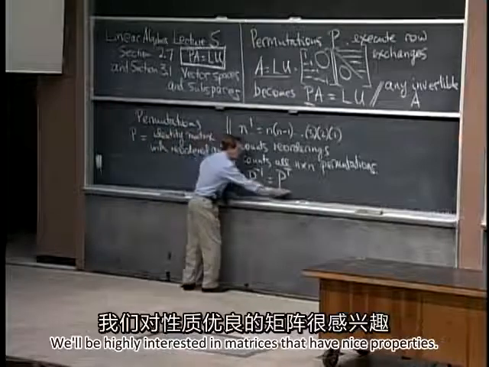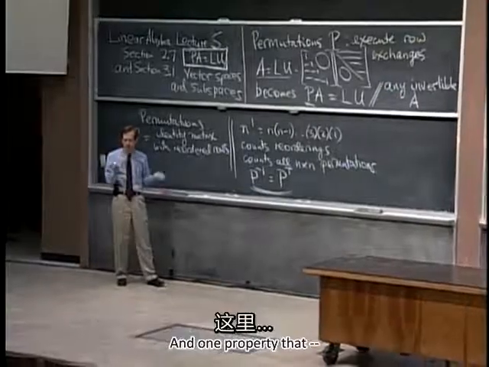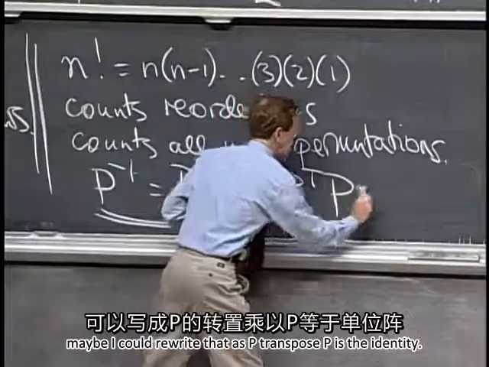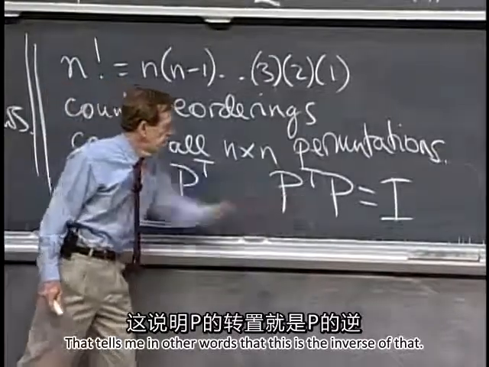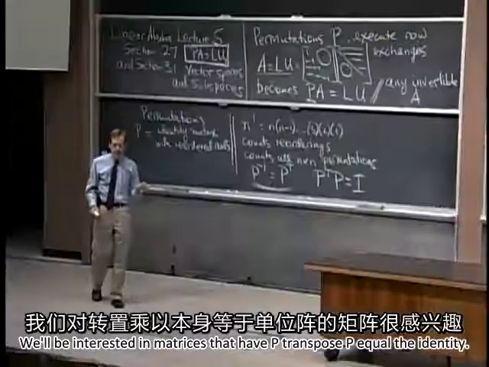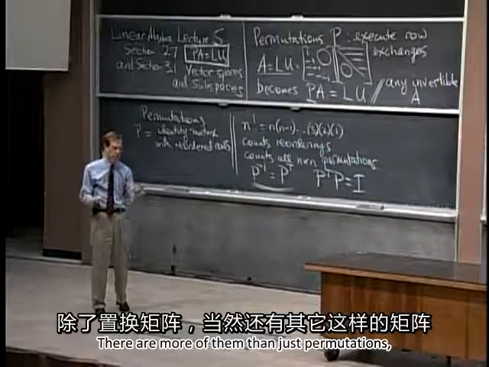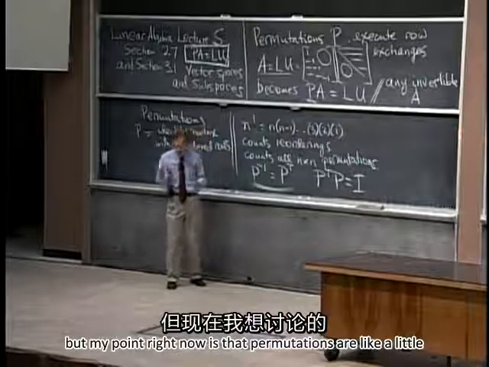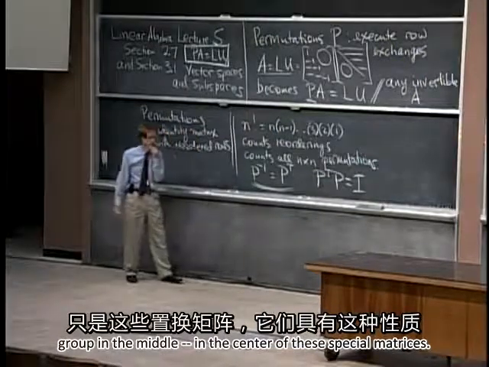So we'll be highly interested in matrices that have nice properties. And one property, maybe I could rewrite that as P transpose P is the identity. That tells me, in other words, that this is the inverse of that. Okay. We'll be interested in matrices that have P transpose P equal the identity. There are more of them than just permutations, but my point right now is that permutations are like a little group in the center of these special matrices.